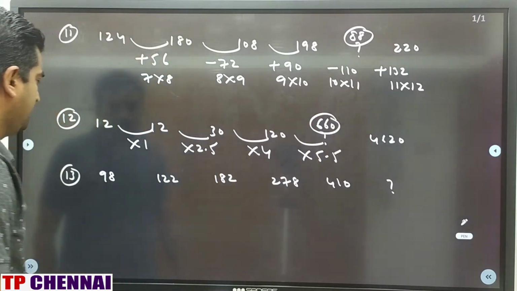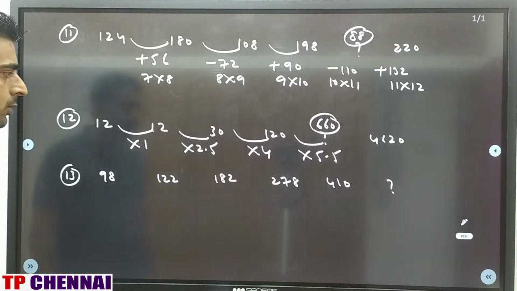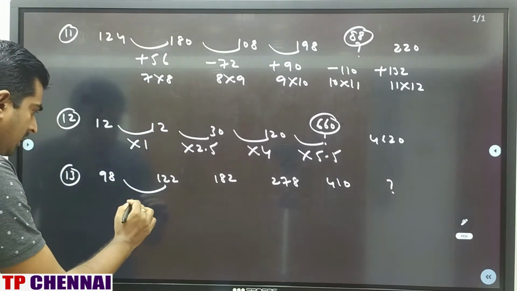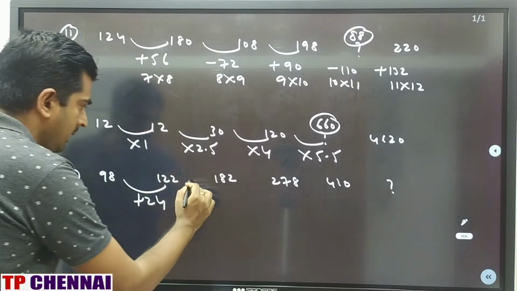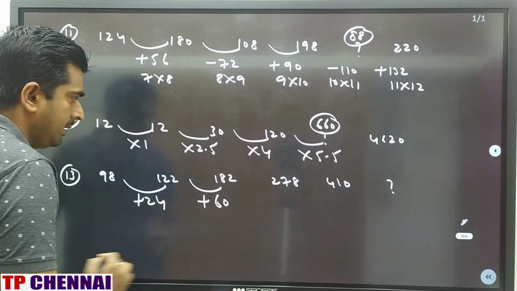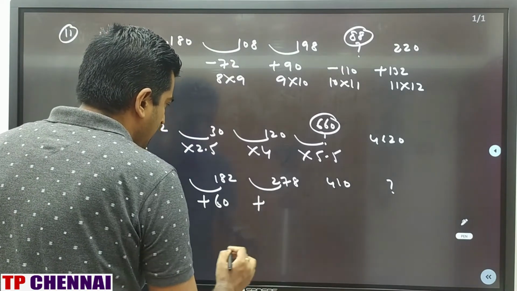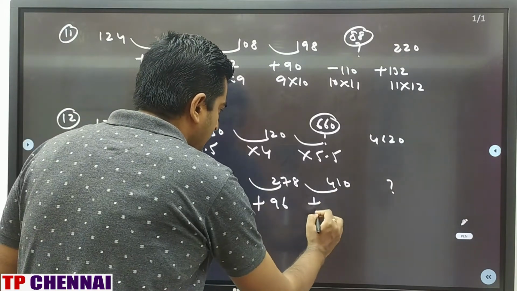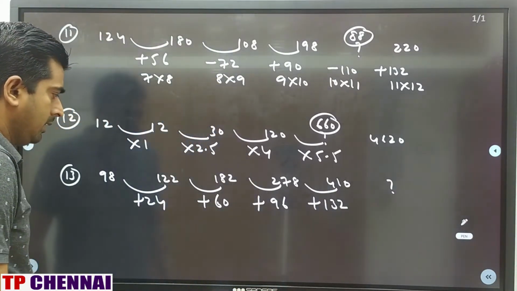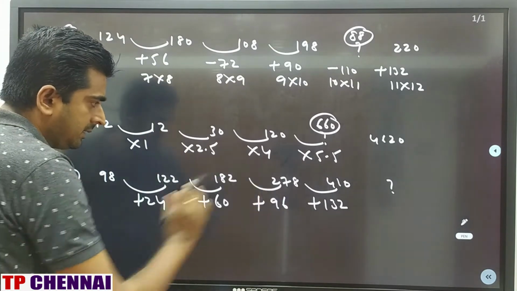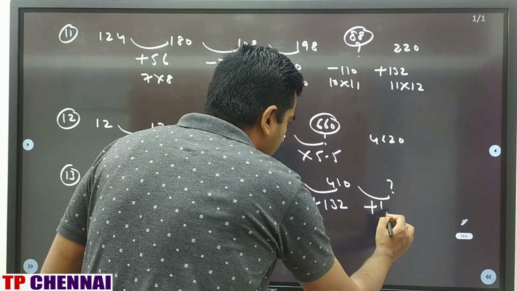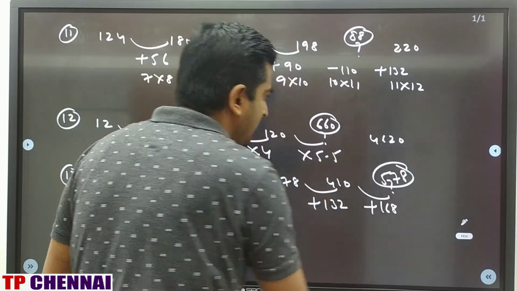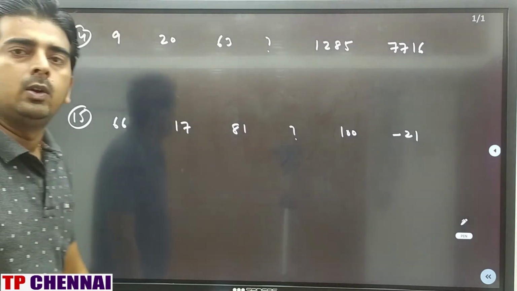Right? Next one: 98, 122, 182, 278, 410, question mark. Here how much gap is there? Plus 24. Here how much gap is there? Plus 60. Here how much gap is there? Plus 96. Here how much gap is there? Plus 132. Difference is 36. 36, 36, 36. Next gap will be 168. If you add here, answer is 578. So I hope you're clear with the 13th one.